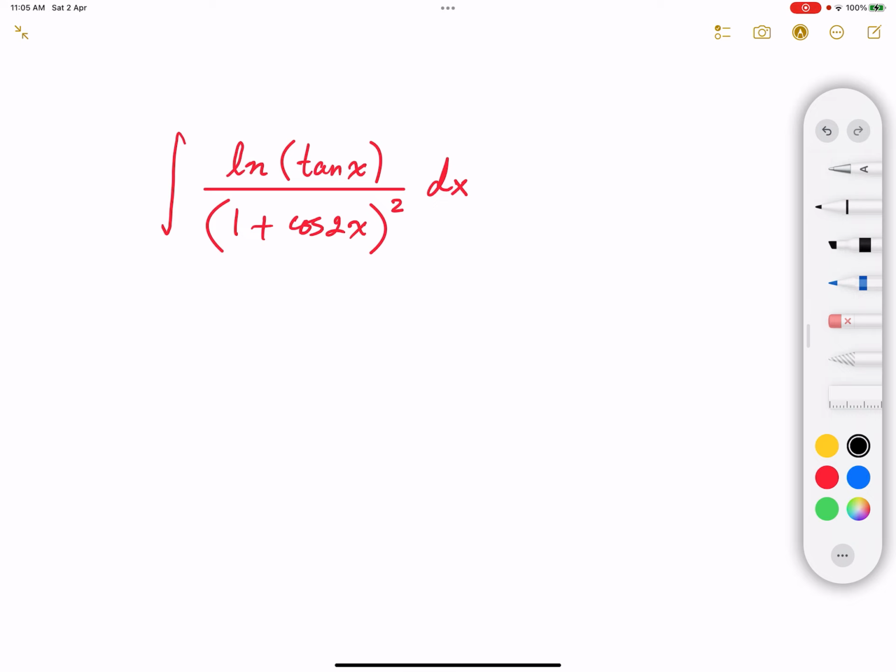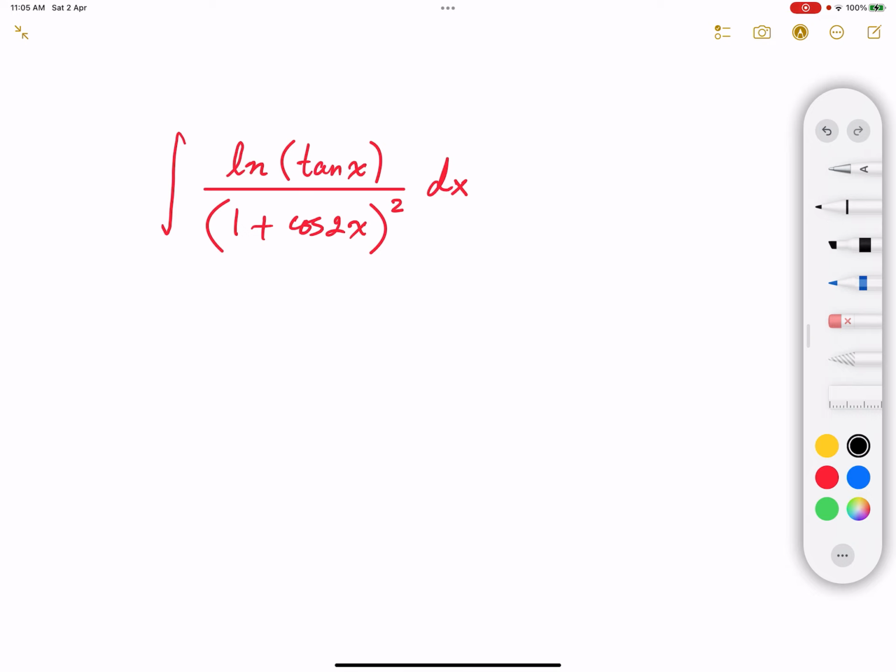To become a secant. I mean, we can get secant squared, which is the derivative of the tangent of x, and the remaining secant squared can be rewritten in terms of a tangent. So basically we can write everything in terms of a tangent of x. That's what we're going to do here.